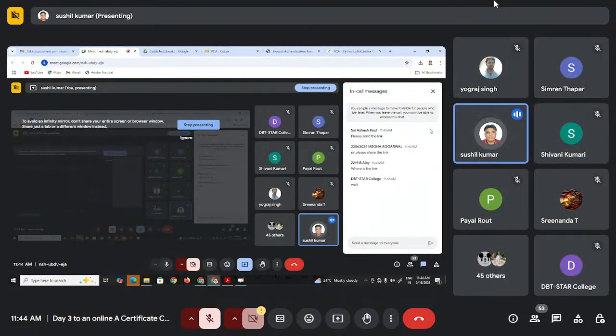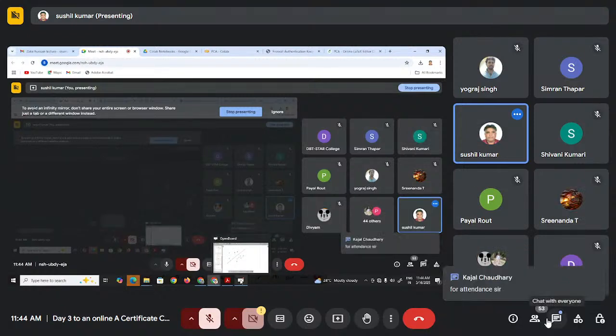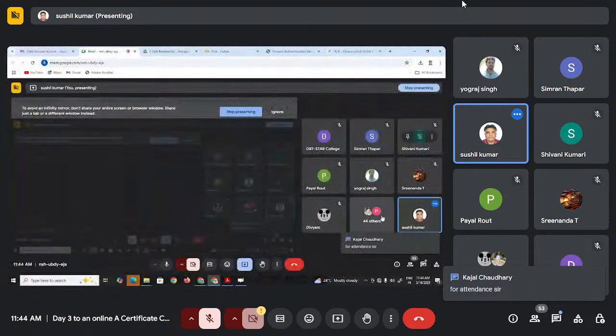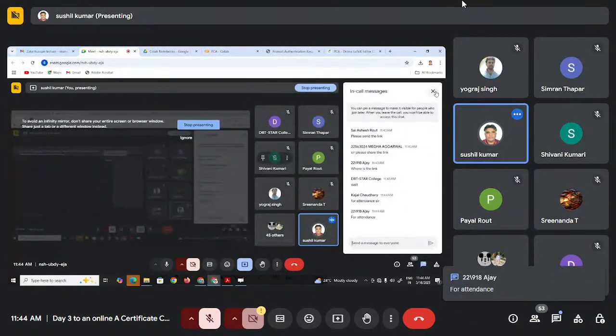What link is required, I don't know. Where is the link? Sir, please share the link. Which link is required? Attendance. I think Geograph sir will send.